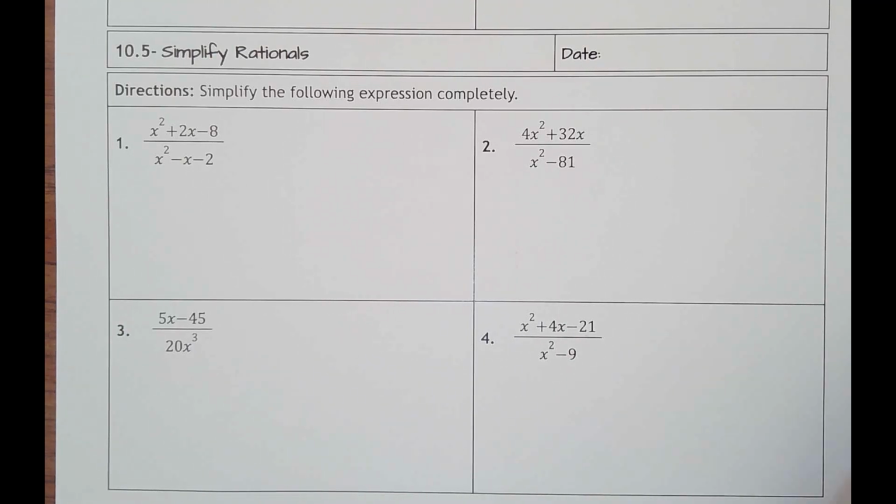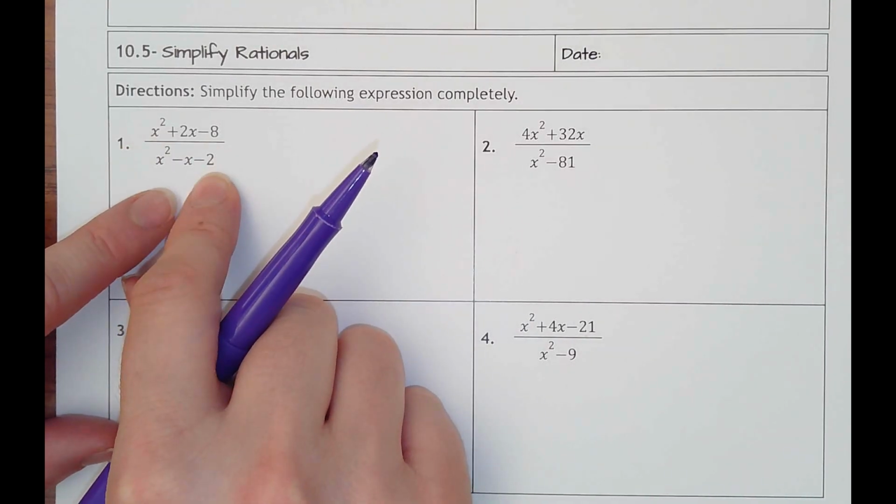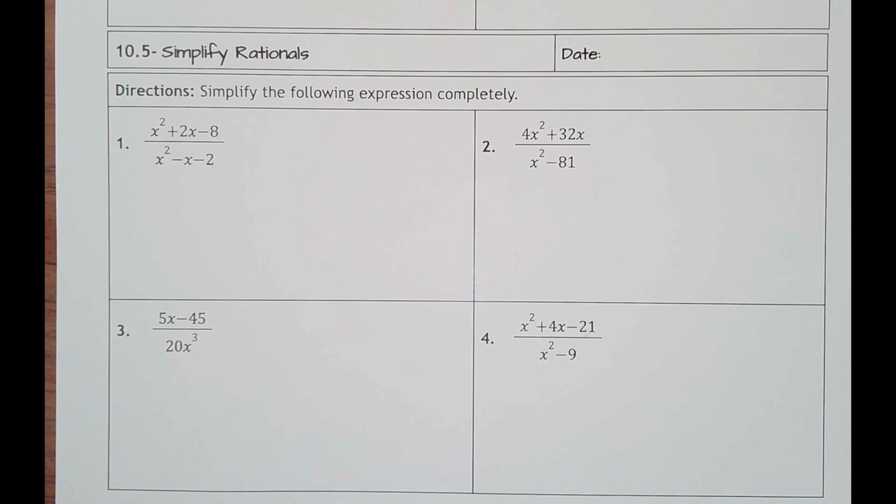Lesson 10.5 is simplifying rationals. Rationals are just a fancy way of saying that it's some kind of polynomial over some kind of polynomial. So it's some kind of fraction with x in it. Directions say to simplify the following expression completely.